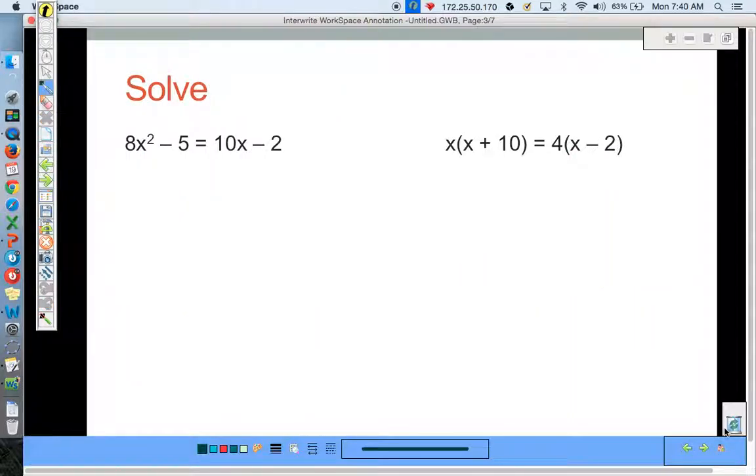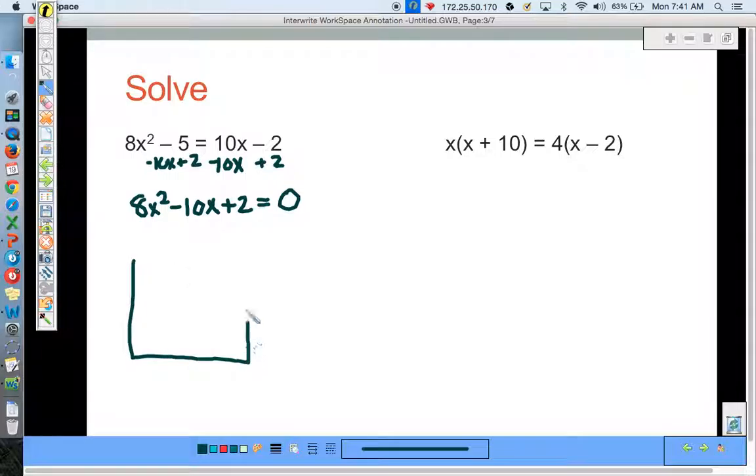We're going to look at a few more today, very similar to what we did yesterday, except we have to do a little bit more work before we factor. For example, this one, we need to set it equal to 0 first. So subtract the 10x and add the 2. So we have 8x squared minus 10x plus 2 equals 0. And now we can do that box and circle. We can try factoring it. So we have 8x squared, negative 10x, positive 2.